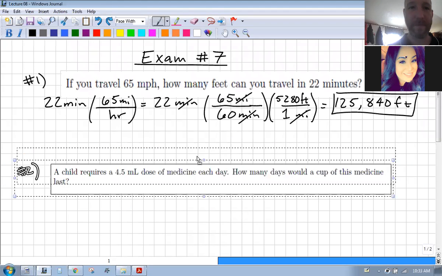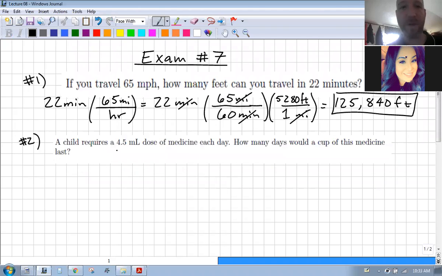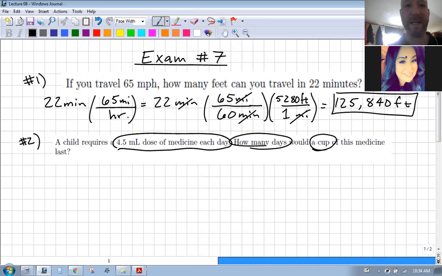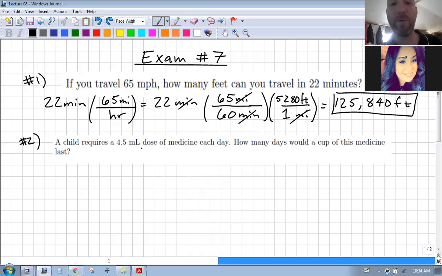All right. Number 2 is similar. So a child requires a 4.5 milliliter dose of medicine each day. So what they're saying here is 4.5 milliliters is the same as a day. How many days would a cup of this medicine last? So what we're doing is taking a cup and converting it to days using the fact that 4.5 milliliters is the same as a day. If you have 4.5 milliliters each day, how many days would a cup last?